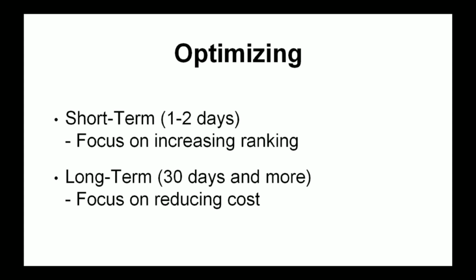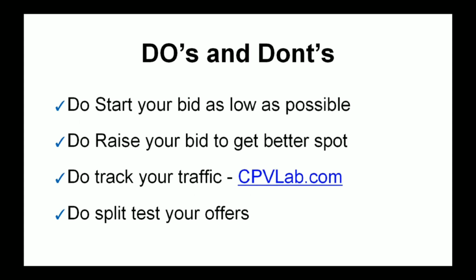Long-term, on the other hand, is when you do a campaign for 30 days or more. And here you have to look at the cost, not the ranking, so you have to reduce your cost. That's the difference between them, and sometimes you have to choose short-term, while on another campaign you have to go for the long-term. Lastly, I'm going to teach you what you should and shouldn't do if you're doing PPV marketing. Let's start with what to do.